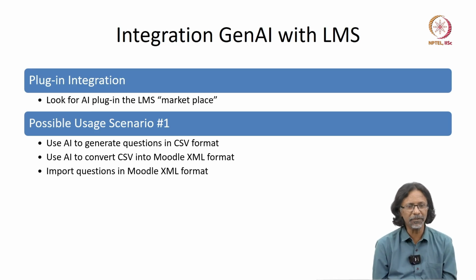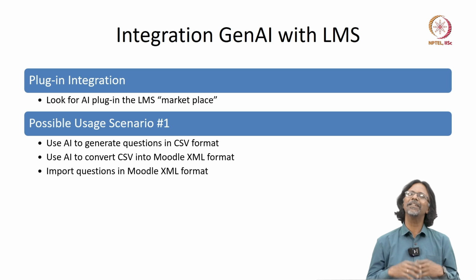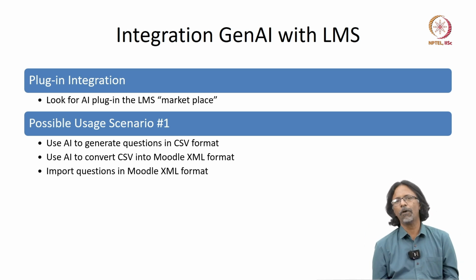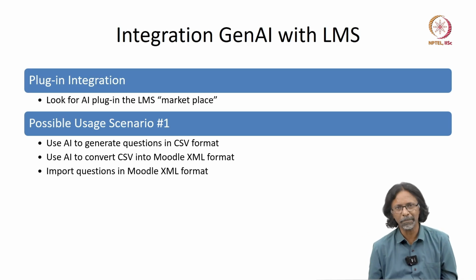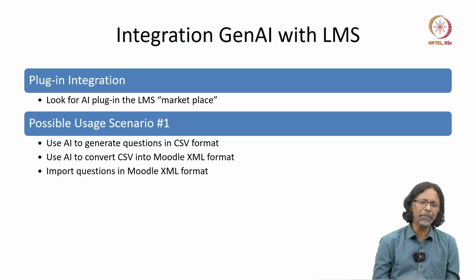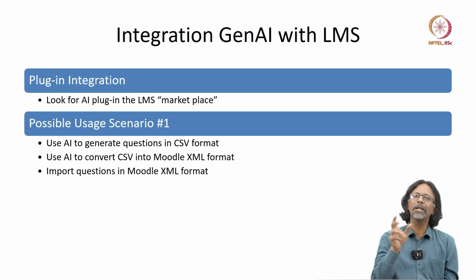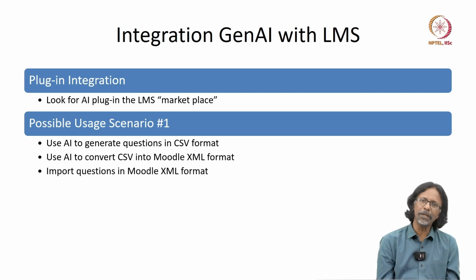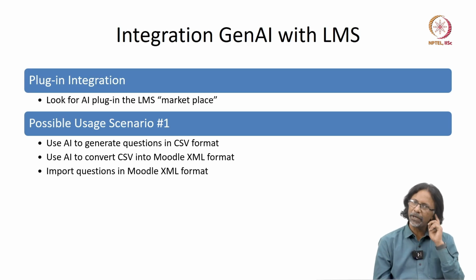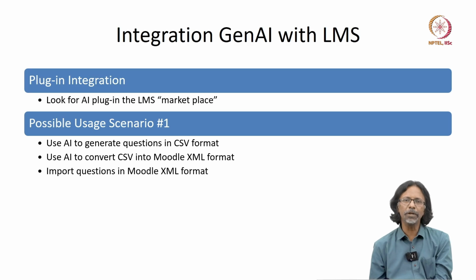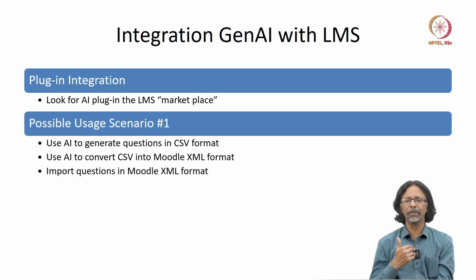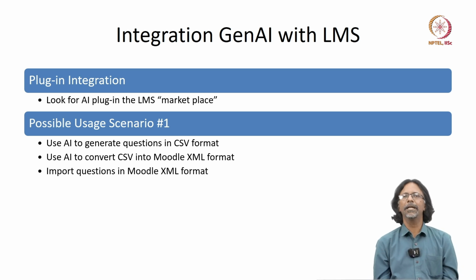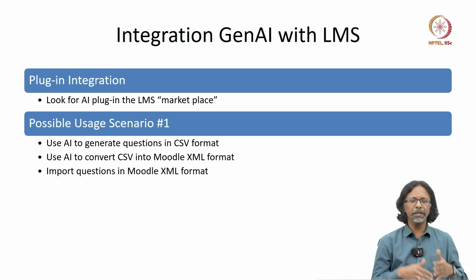Once you are satisfied, you can ask AI itself to convert that particular CSV file into a format that can be imported into your learning management system. In this example that I am giving, it could be what is known as the Moodle XML format. So you upload a CSV file and ask it to convert it to Moodle XML format. It is going to generate a new file in Moodle XML format. You download it and save it, and you go into Moodle and then you import it.